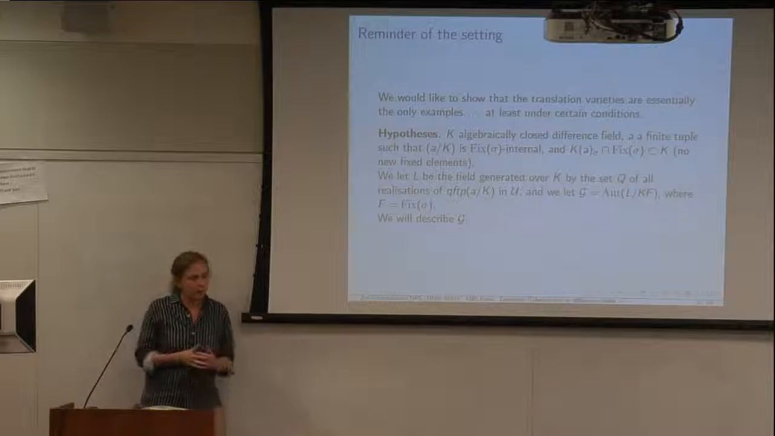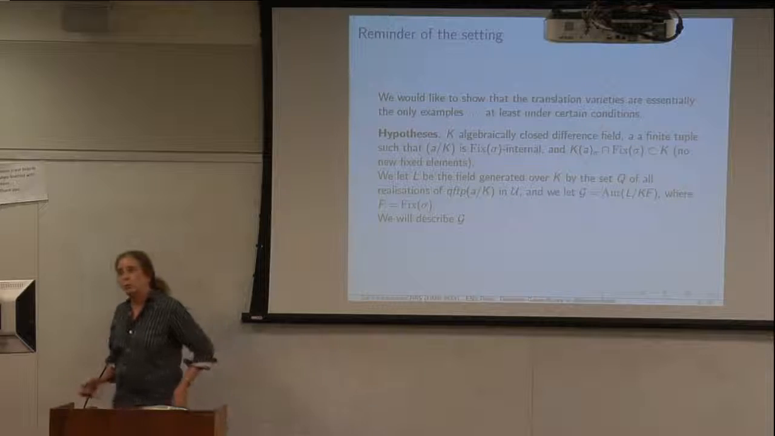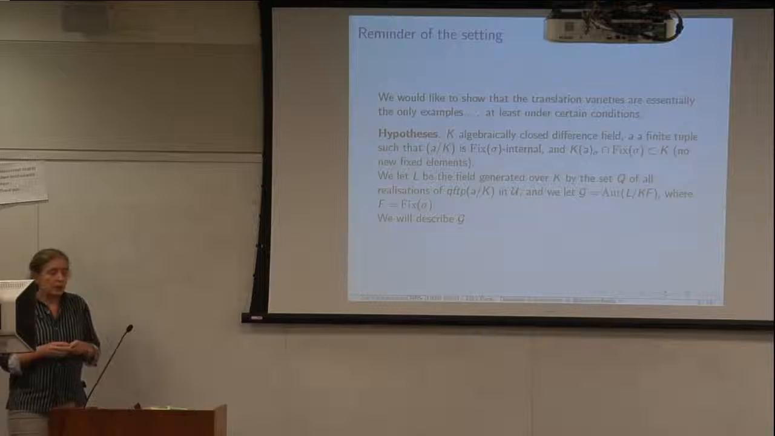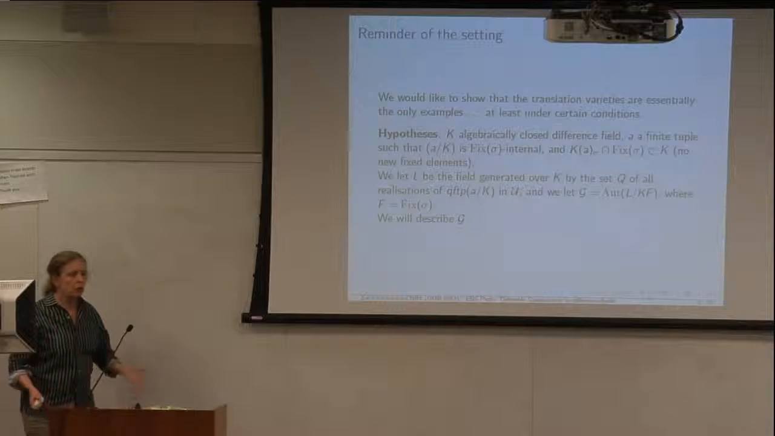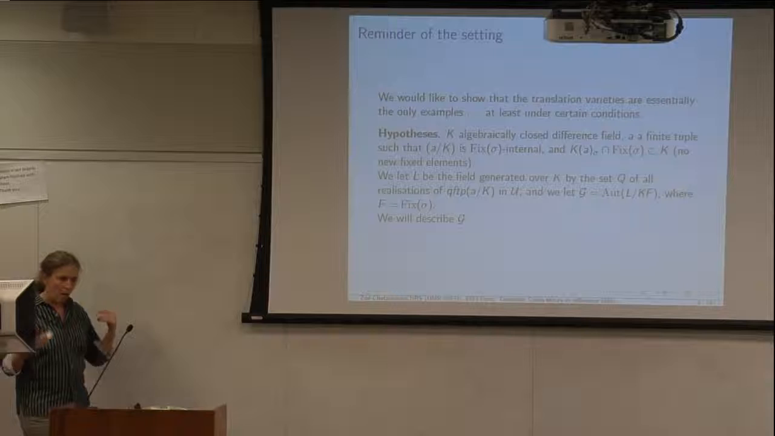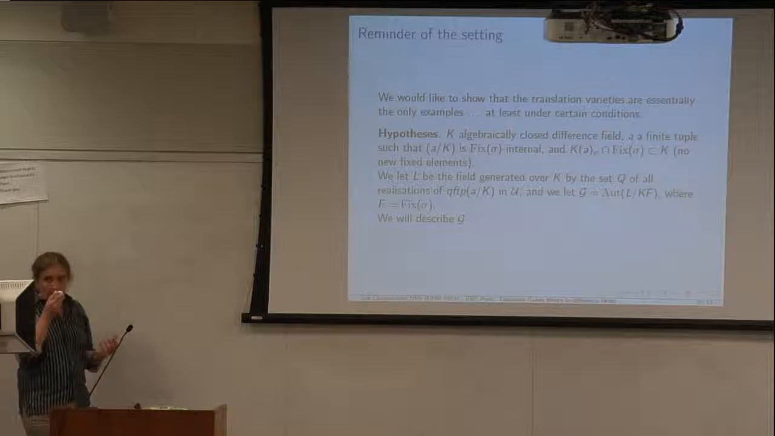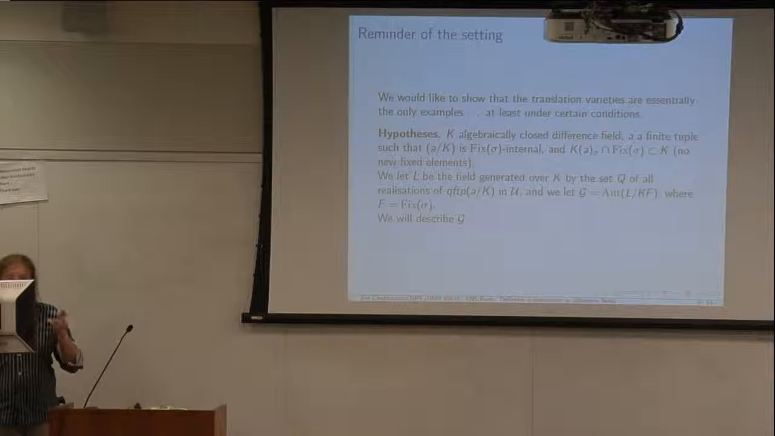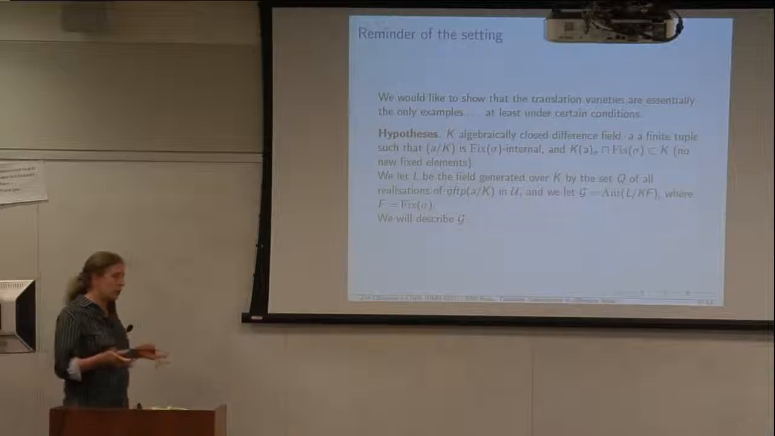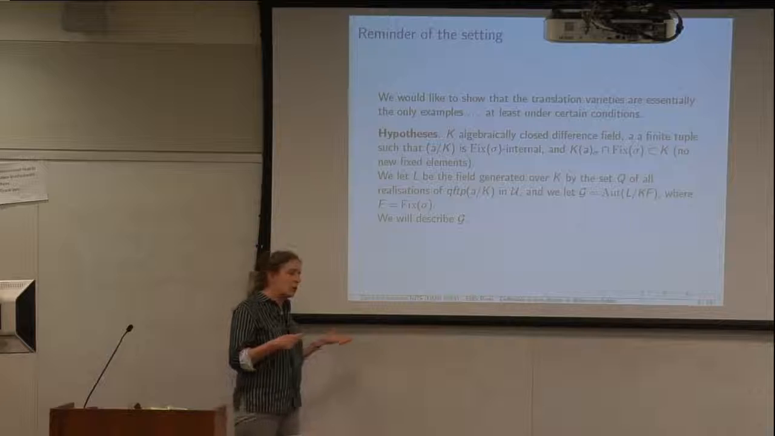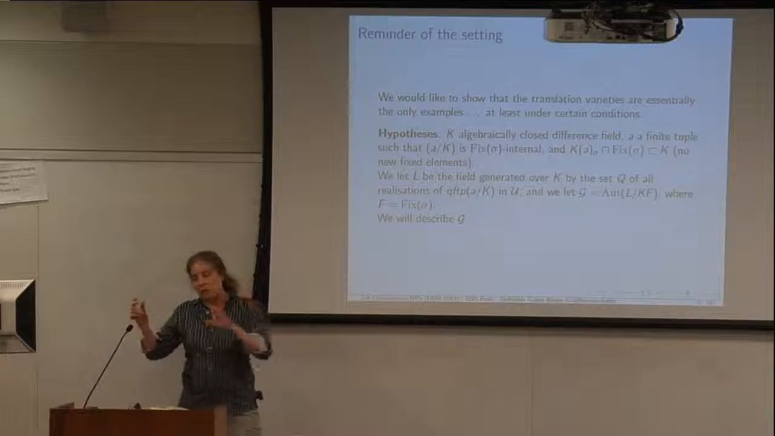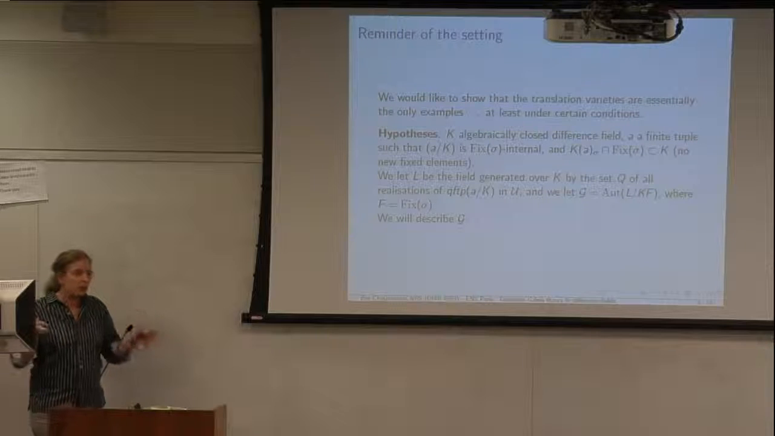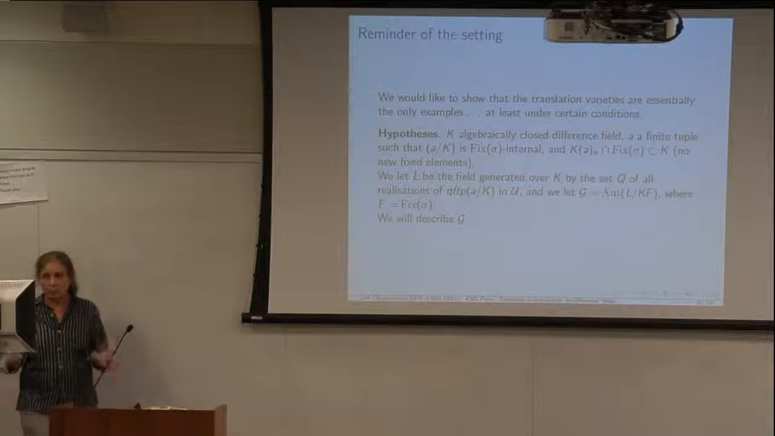So we had this example of translation varieties. We would like to show that it's all of them, that all the things which are internal to the fixed fields are actually of that form. So we have this A, such that A over K is fixed sigma internal. Remember that it means that there is over some larger difference field E, that E of A sigma is isomorphic to E of B, where B is a fixed field.